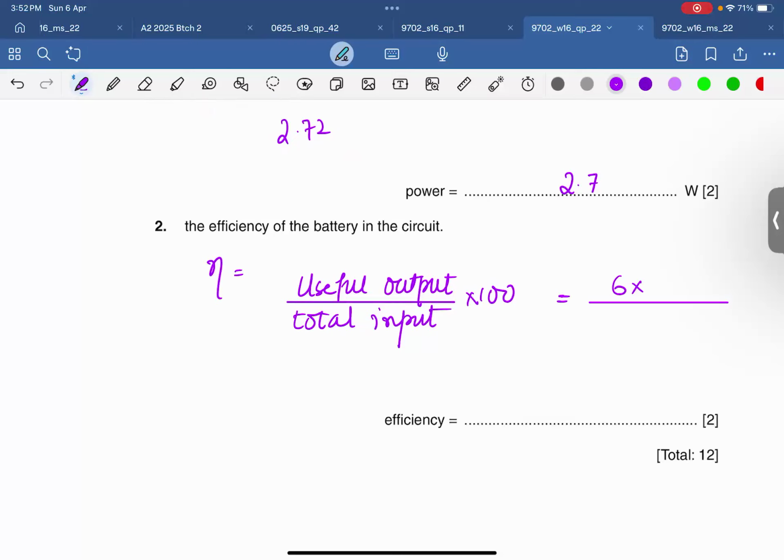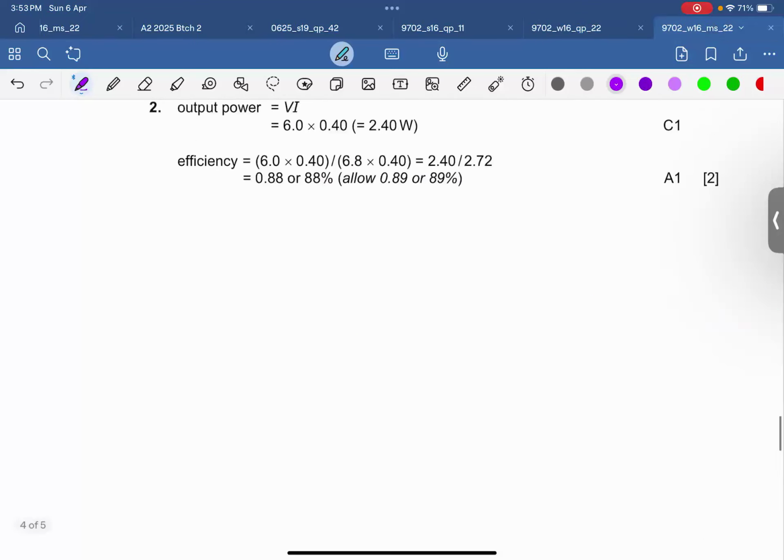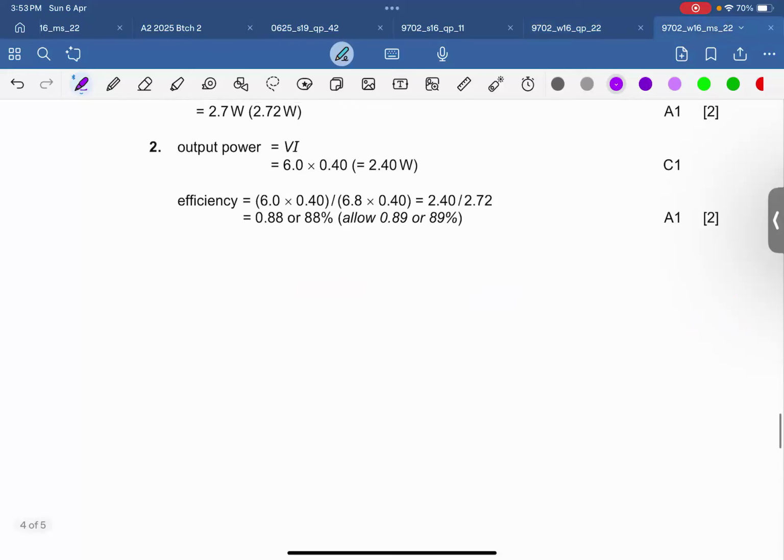So 6 into 0.4. यूसुफ समझ रहे हो? जी. Into 100 निकाल दो, कितनी आ रही है? 88.25, 88.24, 89 कर सकते हैं या 88 रहने दें? Percent. 88%. Okay, fine. That's correct.